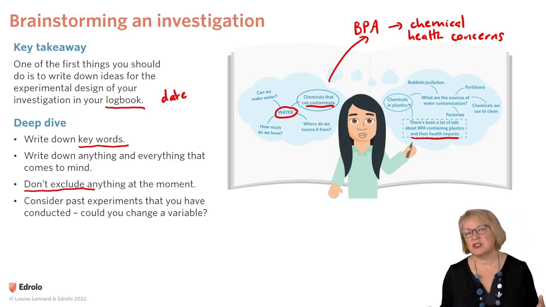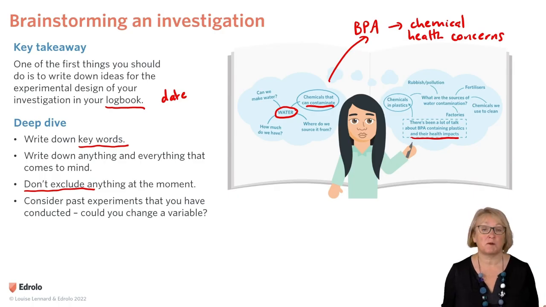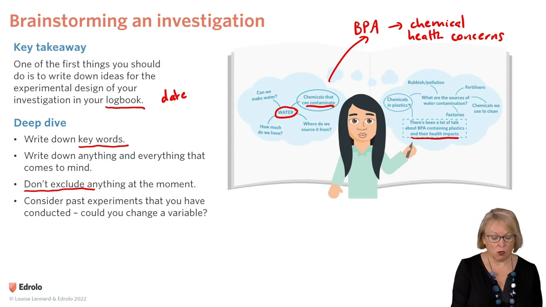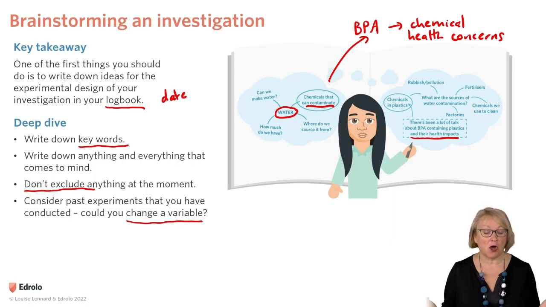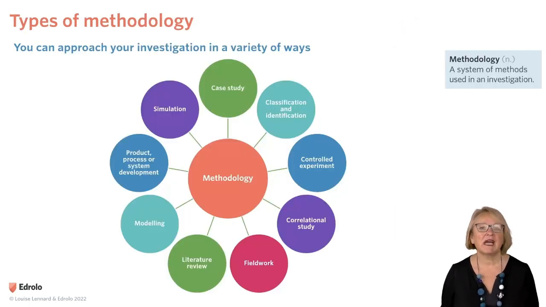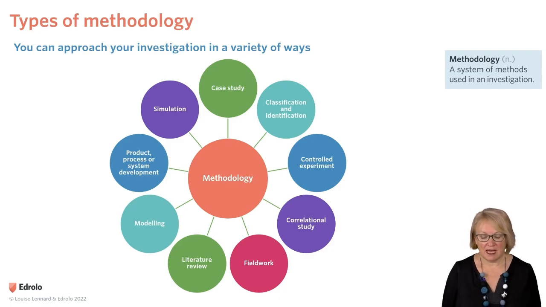And in order to try and come up with a methodology, you might want to think about past experiments that you've done. You might be able to adapt something or change a different sort of variable. So keep everything open at the moment. So there are a number of different methodologies that we can use, and we're going to cover these in this lesson and the next lesson.